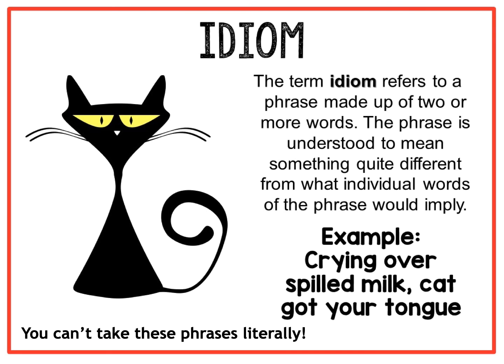Idiom. The term idiom refers to a phrase made up of two or more words. The phrase is understood to mean something quite different from what the individual words of the phrase would imply. An example, crying over spilled milk. Well, there usually is no spilled milk. Cat got your tongue. Usually a cat is not involved.